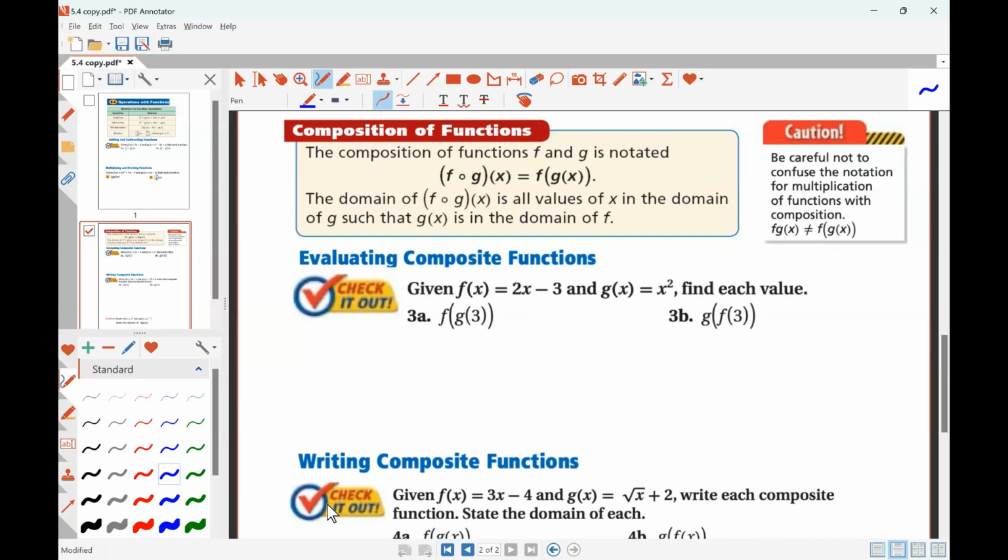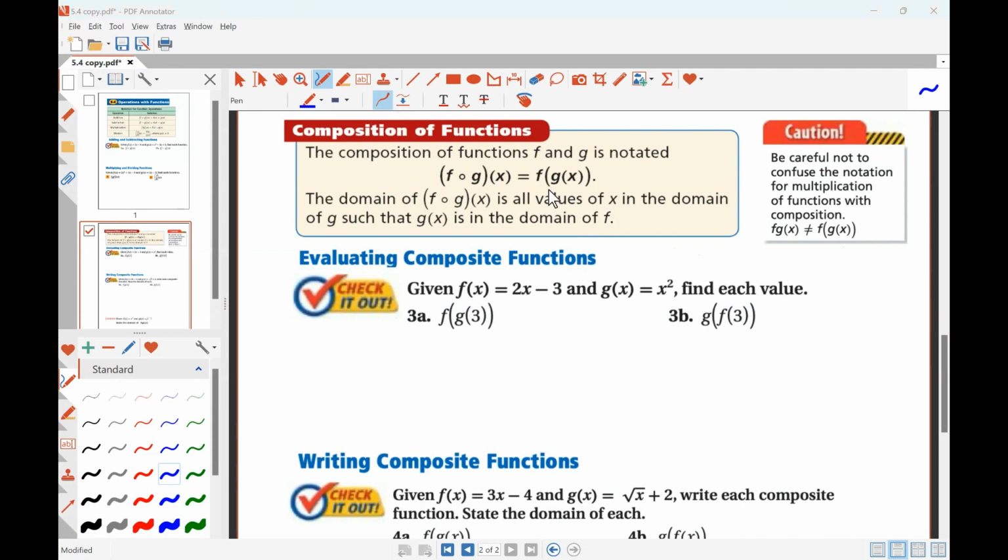Hello everyone. In this video I will be explaining about composition of functions. With numbers we can add, subtract, multiply and divide them, but with functions we have one more operation that we don't have with numbers. That's called composition. The composition of two functions f and g is notated as f, a little circle, g of x. This is read as f composed with g of x, or f of g of x.